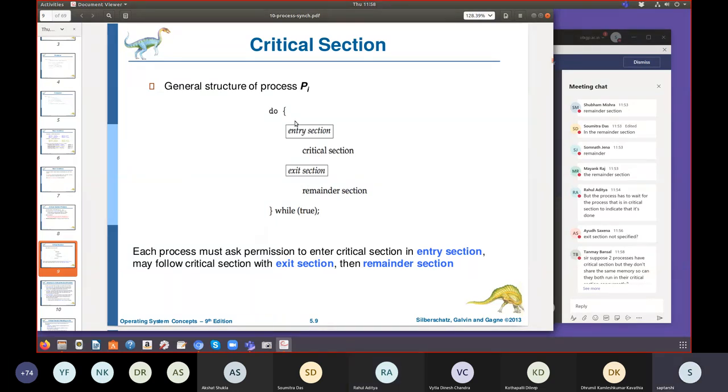Okay, fine. Is your question that there can be something even before the entry section? Yes, sir. Yeah, sure, it can be. That's not shown in this picture, but clearly there can be things before the entry section. Here they are just grouped into the remainder section. Depending on how you write your code, steps which are not related to this shared memory can even come before the entry section, etc.